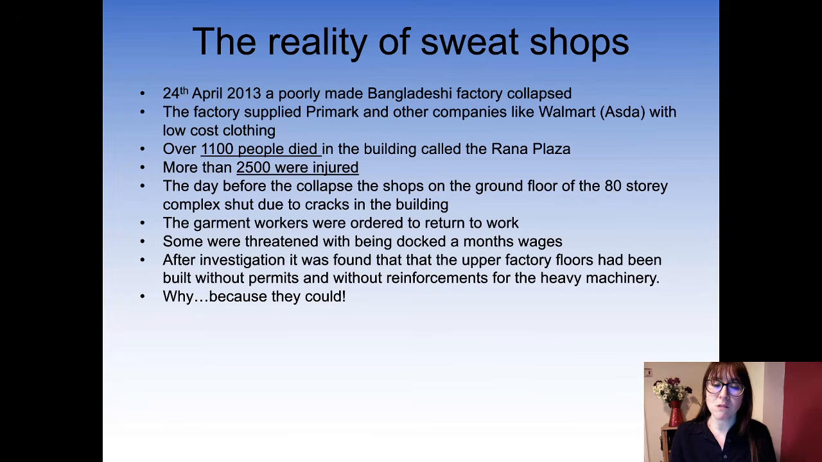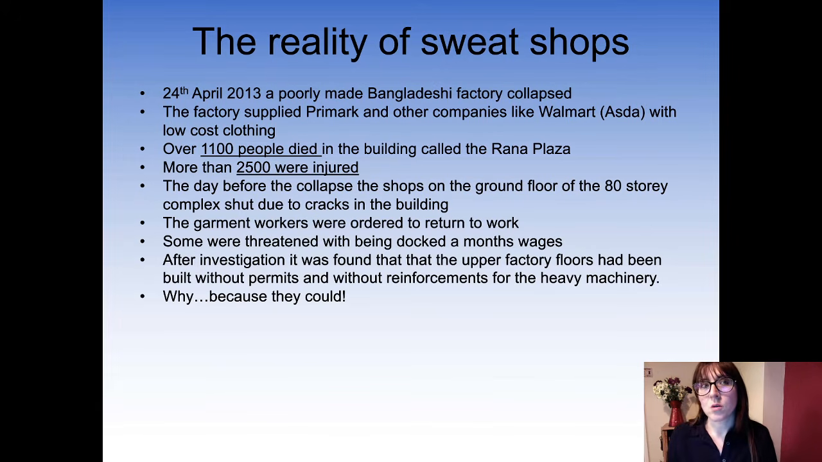More than 2,500 were injured. The day before the collapse, the shops on the ground floor of the 80-storey complex shut because of the cracks in the building. The garment workers were ordered to return to work. Some were threatened with being docked a month's wages. After investigation, it was found that the upper factory floors had been built without permits and without reinforcements for the heavy machinery. Why? Because they could.